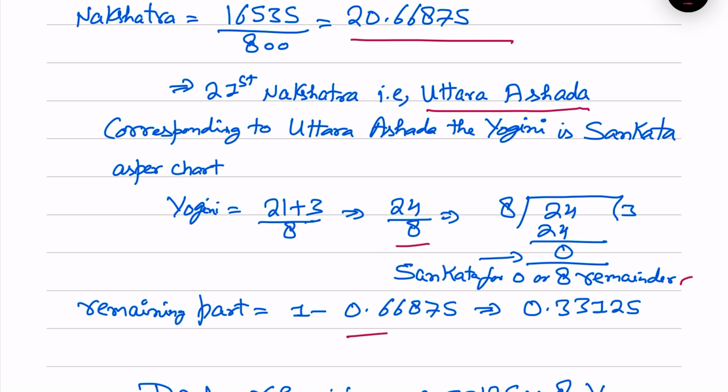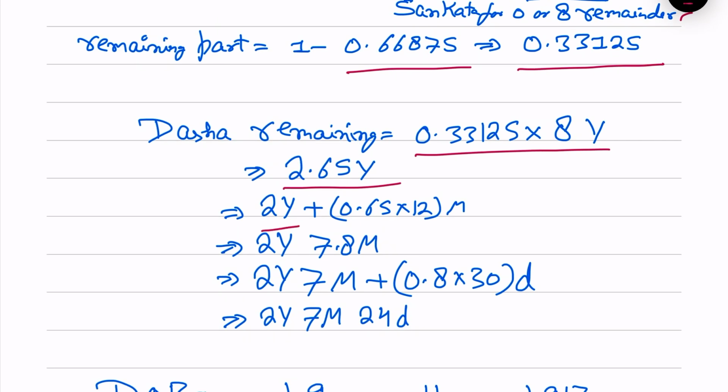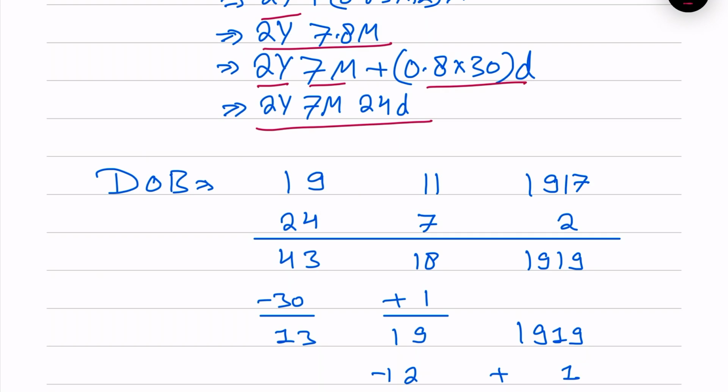So 1 minus whatever is the fraction value will be the duration of the span remaining. The dasha remaining at the time of birth: since Sankata is 8 years, we multiply this fraction value by that, and we get 2.65 years. Then 2 years as it is, then 0.65 converted into months: 0.65 into 12 is 7.8. Then 0.8 converted into days gives 2 years 7 months and 24 days. If we add this to the DOB, we will get the end date for Sankata Mahadasha. This is year, this is month, this is days.